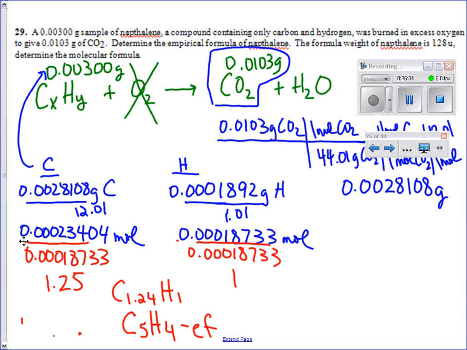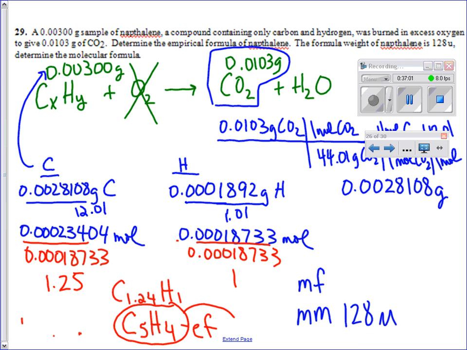Now we're halfway done. Now they say, well, what's the molecular formula? We know that the molecular formula has a mass because they give it to us, and that molar mass is 128 AMU. What is my molecular formula? I know the empirical formula. What do I need to find? The mass of the empirical formula. I need to know this thing's mass. What is this thing's mass? 64.09. Look how nice this is.